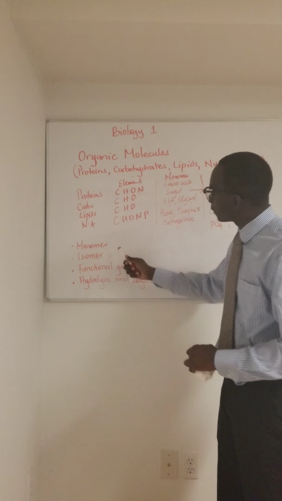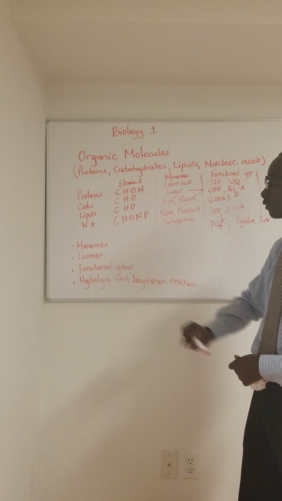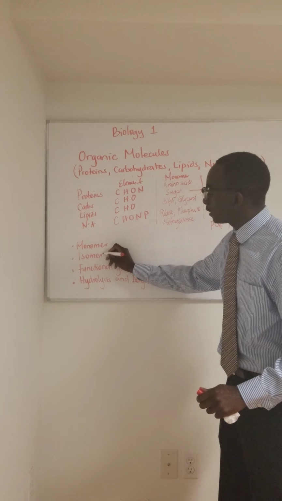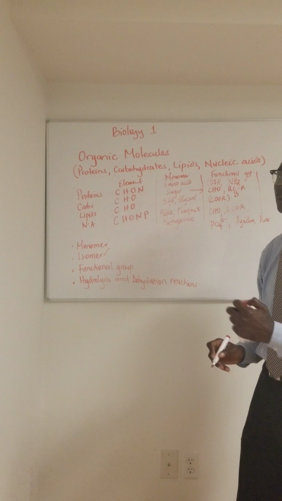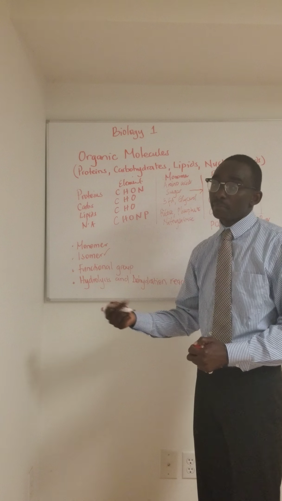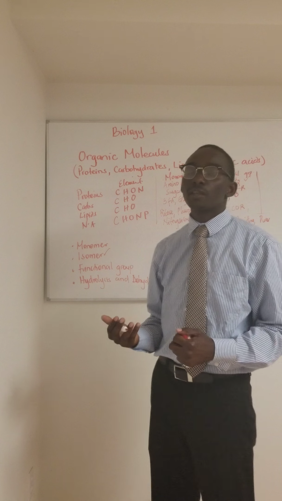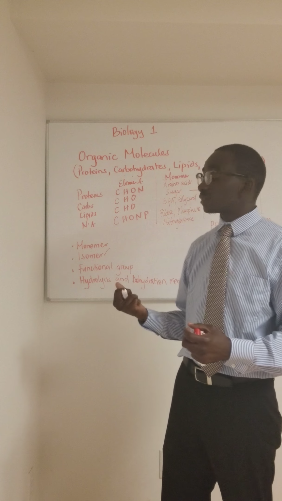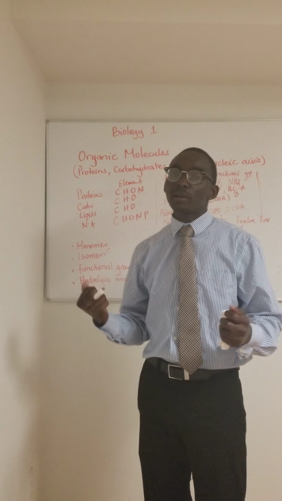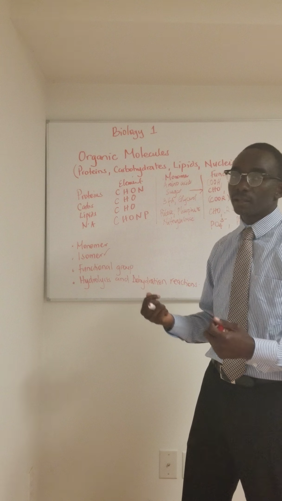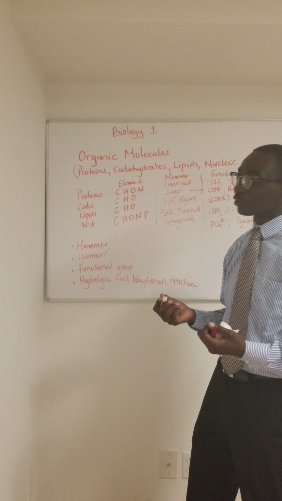So we've seen the monomers of the macromolecules. Let's discuss the isomer. An isomer, the word iso means same. An isomer is a molecule that has the same general formula but different structural arrangements.